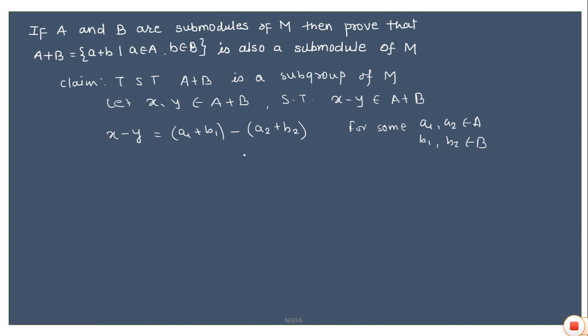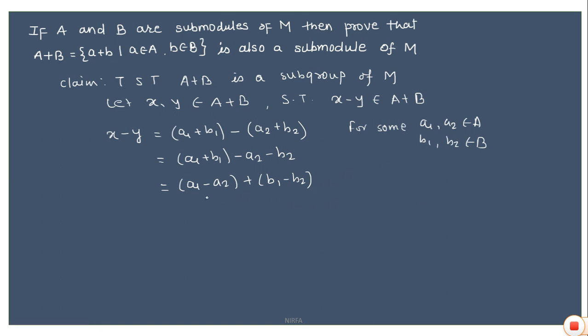Now just simplify these two brackets: it is equal to a1 plus b1 minus a2 minus b2. By using the associative law, we can write it as a1 minus a2 plus b1 minus b2. I want to note that A is a submodule, therefore it is a subgroup, and therefore a1 minus a2 must belong to A. Similarly, B is also a submodule, therefore it is a subgroup, therefore b1 minus b2 belongs to B.